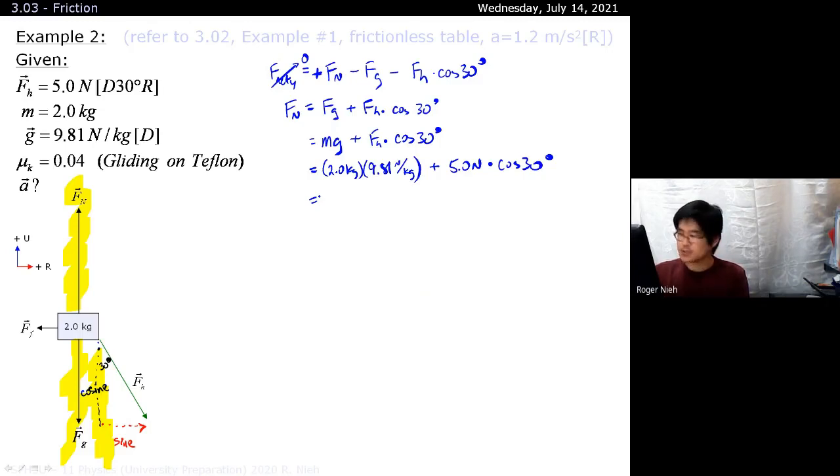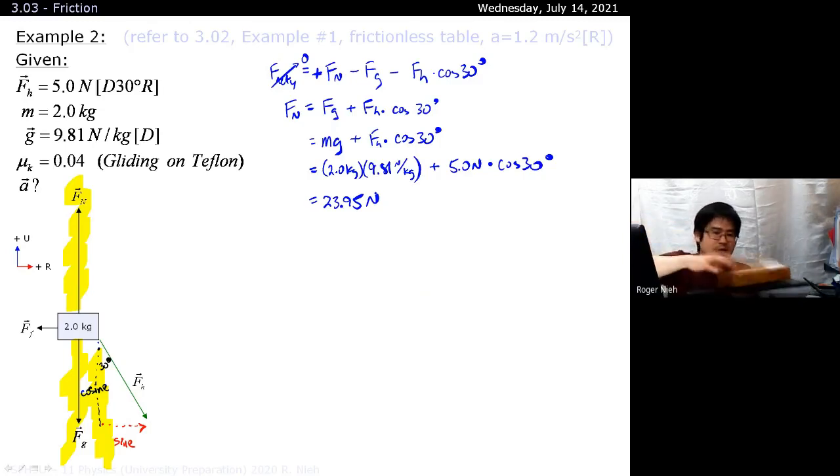So 19.62 plus 5 times the cosine of 30 will give us a value larger than before. Remember that our previous measurement was only 19.62. This time round it is 23.95. Again, it's 23.95 because not only is gravity pushing down on the box, now you have somebody squeezing the box down even more.